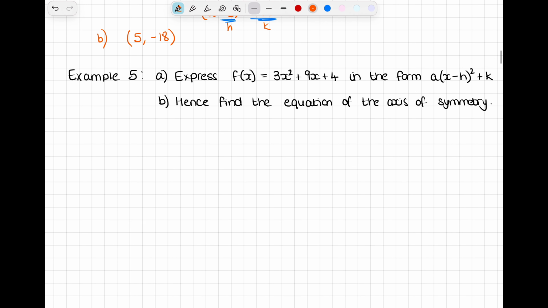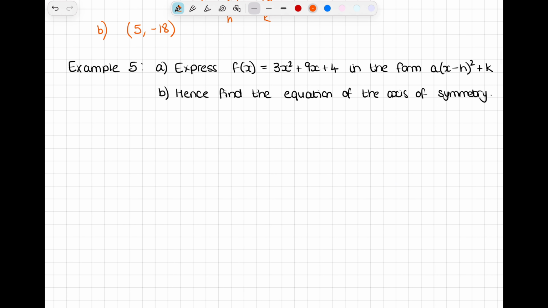Next example, express the function 3x squared plus 9x plus 4 in the form of, once again, a(x minus h) squared plus k, and then find the equation of the axis of symmetry. Now with this one, we have a value in front of the x squared. Therefore, to complete the square, the first thing that we have to do is factor that out. So we'll factor this out here. So we'll have 3 times (x squared plus 3x plus 4 on 3) to factor that out.